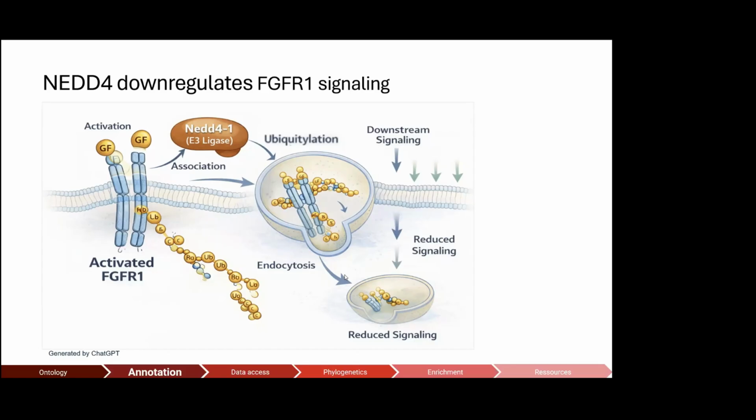So for instance, if you look at this FGFR1 signaling, you have the receptor that is activated, and when it's activated at the plasma membrane, NEDD4 will ubiquitinate this protein, and it will lead to endocytosis and reduced signaling. Okay, so that's one substrate, one signaling.